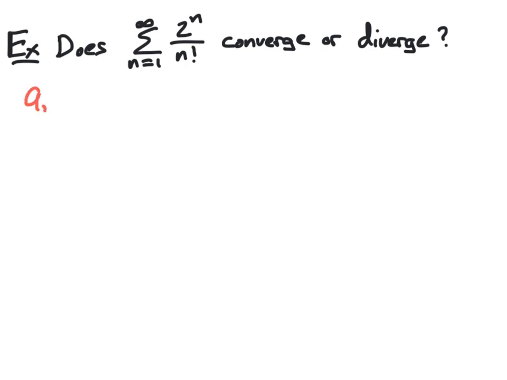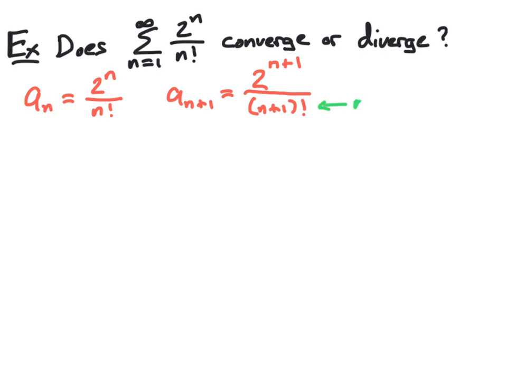In order to use the ratio test, we need to compute a sub n and a sub n plus 1. A sub n, of course, will just be our term of our series, 2 to the n over n factorial. And a sub n plus 1 is the next term in our series. And so we can find this by replacing the n in a sub n with n plus 1. So in the numerator, we get 2 to the n plus first power. And in the denominator, we get n plus 1 factorial. It's important to note that in this denominator, this is not the same thing as n factorial plus 1. We need to replace n with n plus 1 first, then take the factorial.